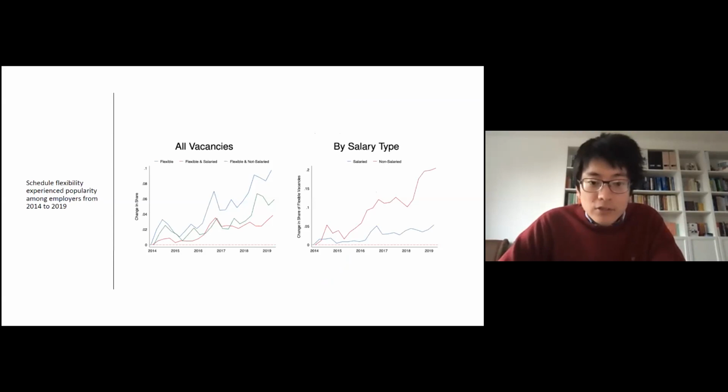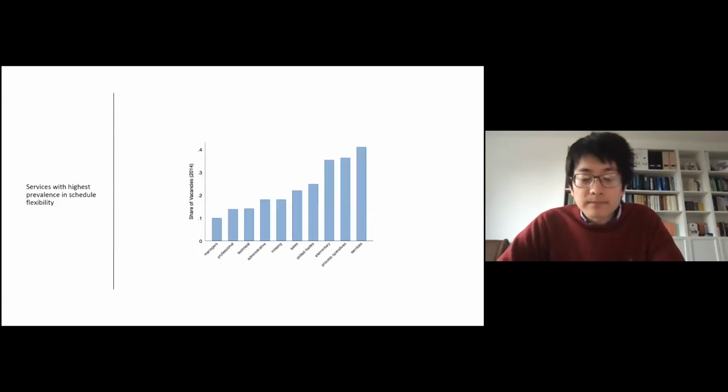Here you have a chart over time from 2014 to 2019, and you can see that flexibility is on the rise. As we discussed previously, we distinguish salaried from non-salaried flexibility. You can see that the non-salaried flexibility has increased by more than the salaried flexibility. The non-salaried is a more problematic flexibility that tends to be very stressful for the workers who have this type of job. The next slide, please.